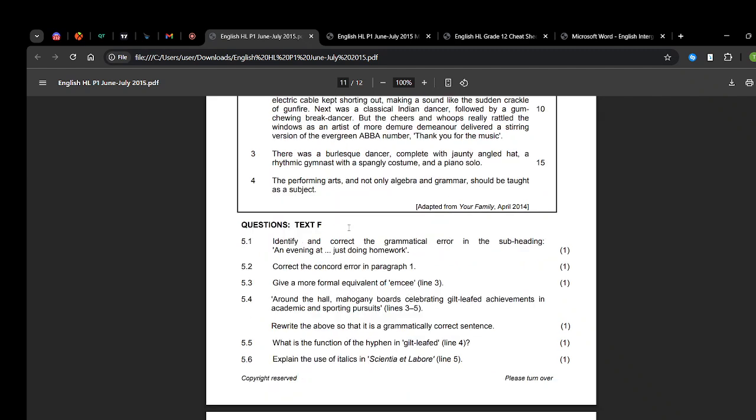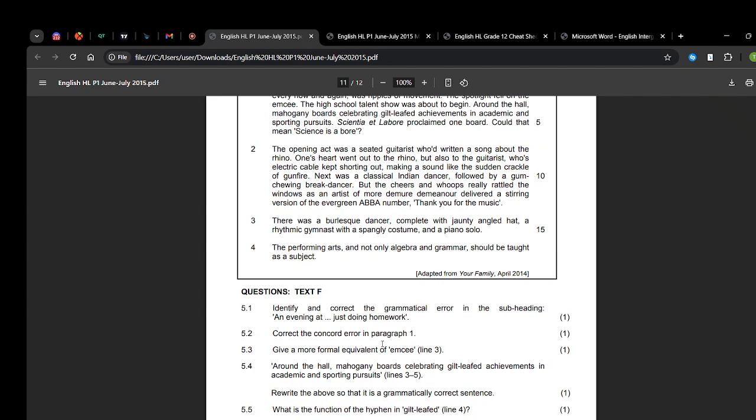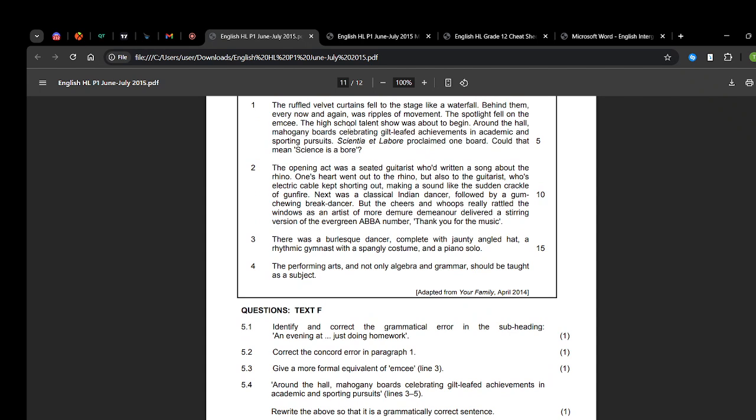So that's the first one, 100%, guys. They're just quoting, and there is a full stop, and then there is "celebrated." Let's just check here. Lines 3 to 5. Sorry, let me go up a bit. There it is. "The high school talent show was about to begin. Around the whole, mahogany boards celebrating gilt-leafed achievements in academic and sporting pursuits." But I'm glad you guys can notice the small differences, so it should be a full stop.